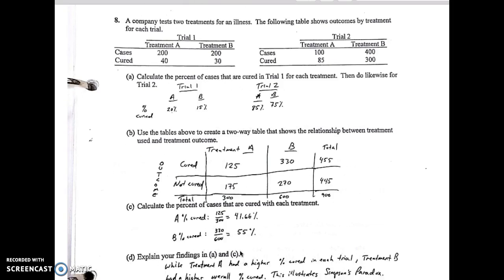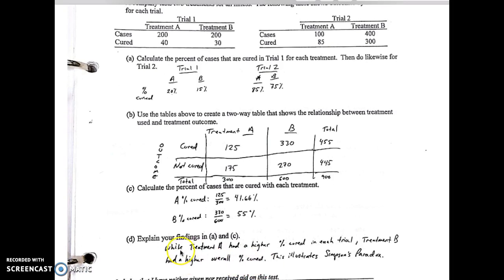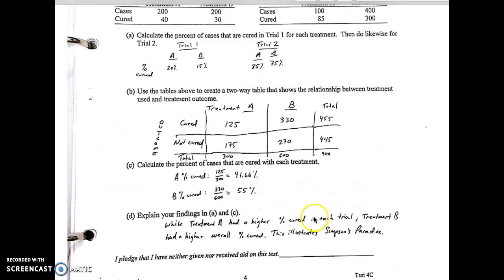What does that illustrate to me? That illustrates Simpson's paradox. Explain your findings. While treatment A had a higher percent cured in each trial, treatment B had a higher overall percentage cured. This illustrates Simpson's paradox. And that is the end of the test.